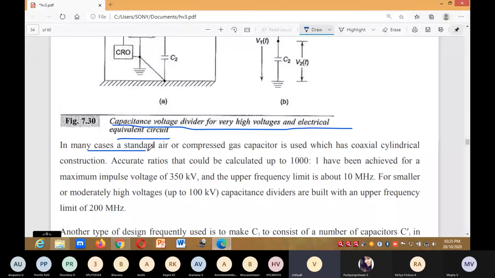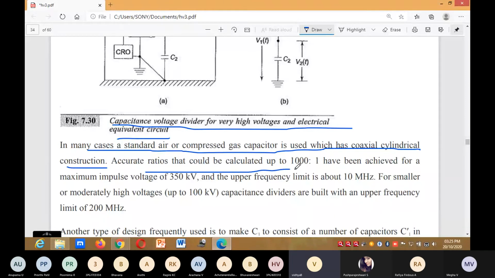In many cases, a standard gas or compressed gas capacitor is used, which has coaxial cylinder construction. Accurate ratios of up to 1000:1 have been achieved for a maximum impulse voltage of 350 kV, and the upper frequency limit is about 10 megahertz.